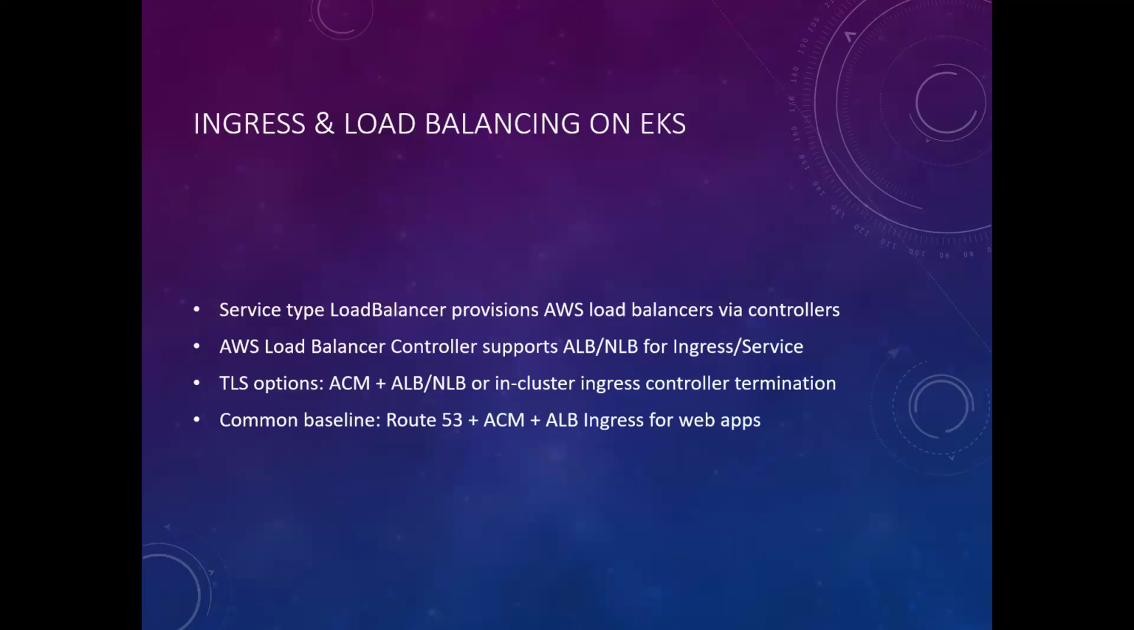Now, still with ingress and load balancing, we have the TLS option: ACM, ALB, NLB, in-cluster ingress controller termination. Very, very important. Now, I hope you know that every traffic leaves its source as HTTP, which is unsecured and unencrypted. And of course, at some point, it's supposed to transform into HTTPS.